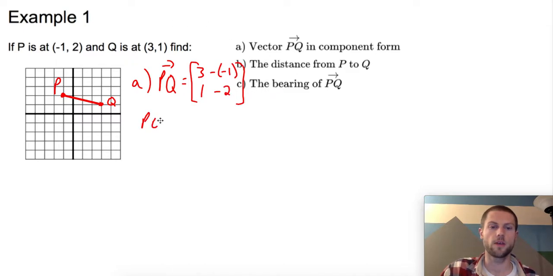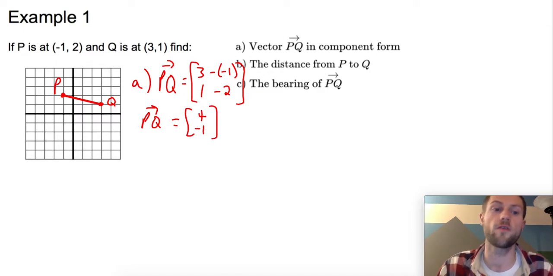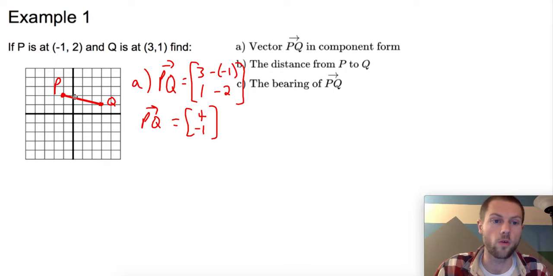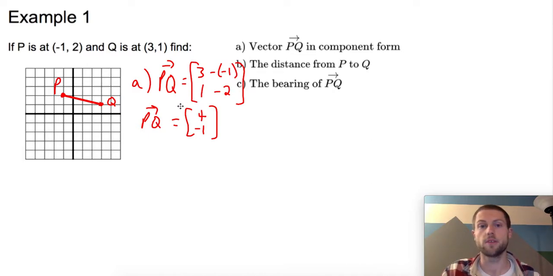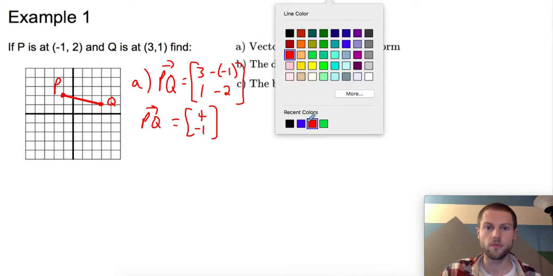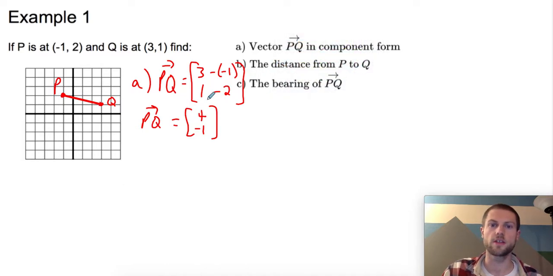So vector PQ in component form is 3 minus -1, which is 4, and 1 minus 2, which is -1. And hopefully this makes sense. You can verify this by counting, right? I'm going over 1, 2, 3, 4, and I'm going down 1. So there's my component form right there. Really, either method works, right? You can use the visual, or you can do it arithmetically. Makes no difference.